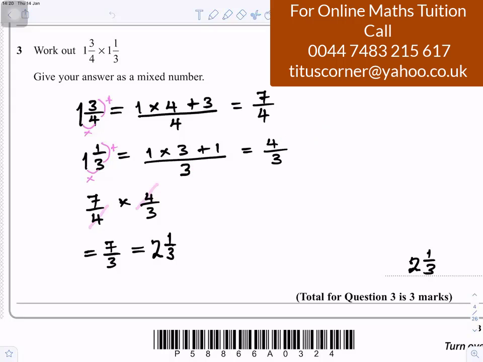So now we multiply 7 over 4 times 4 over 3. The 4 would cancel, from the top and the bottom, and you're left with 7 over 3. 7 divided by 3 is 2 remainder 1, because 3 plus 3 is 6, plus 1 is 7. So there are two 3's, remainder 1. So it's 2 and 1 over 3.